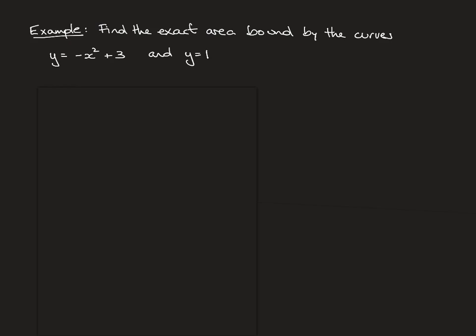So let's look at an example of a question. Find the exact area bound by the curves y equals negative x squared plus 3, an inverted parabola, and y is equal to 1, a horizontal line. The very first thing I did there was tell you what these curves look like. That's what you need to do first. The very first step in solving this is to determine what it looks like.